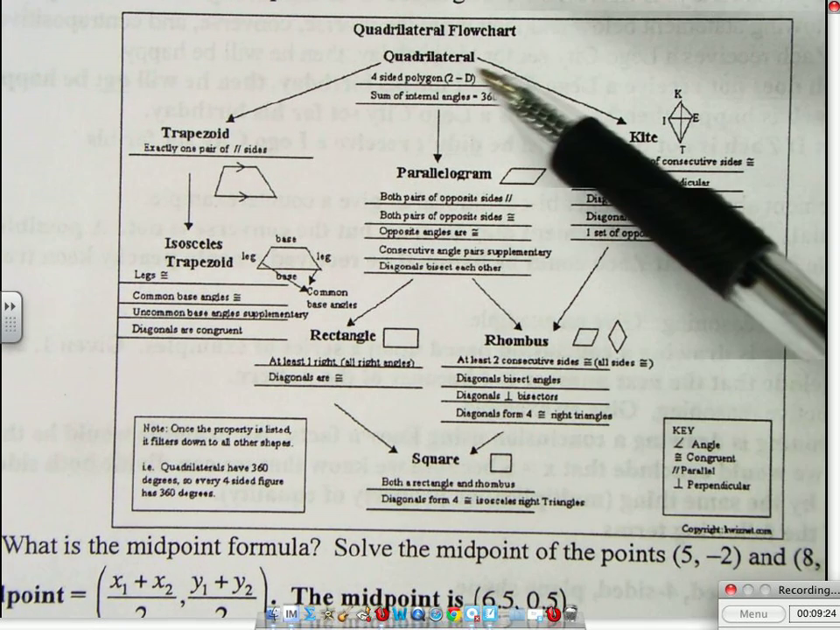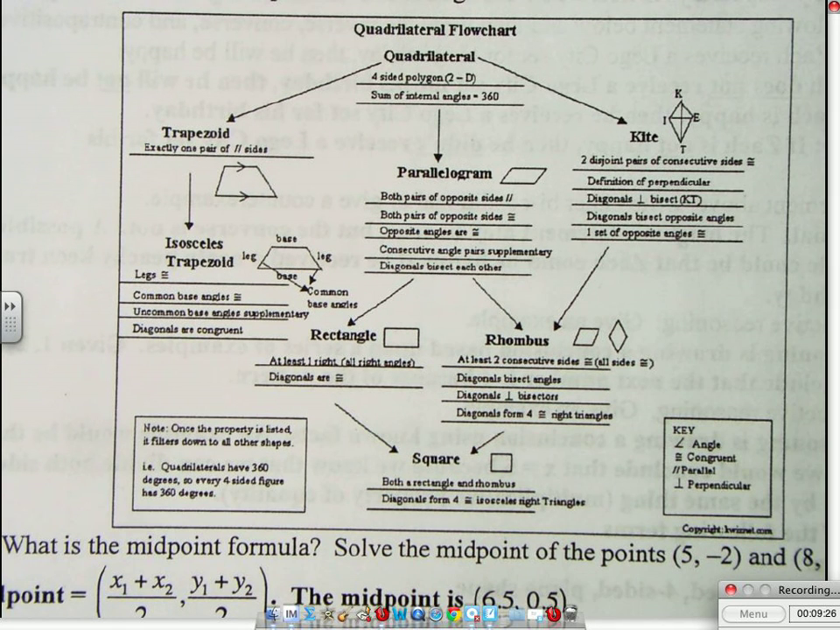So, a quadrilateral is a four-sided polygon. The sum of interior angles is 360. A trapezoid has exactly one pair of parallel sides. An isosceles trapezoid, the legs are congruent. Common base angles are congruent. Uncommon base angles are supplementary and diagonals are congruent.